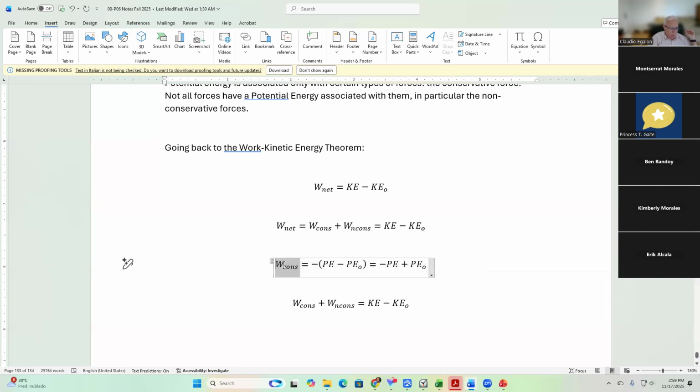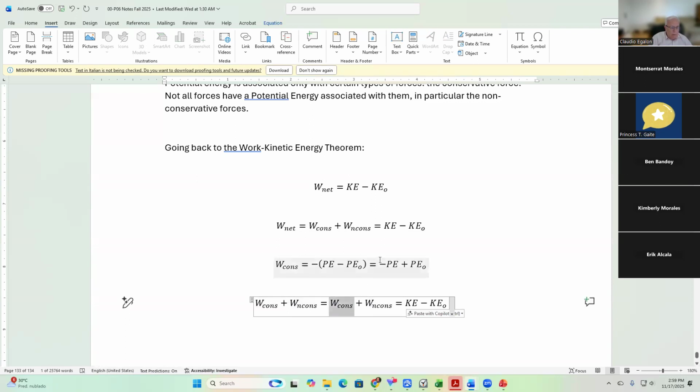And we define this way because of the final result that you saw before, which is called the conservation of mechanical energy. So here you go. I'm going to substitute that right in here. I'm going to substitute that right in here.